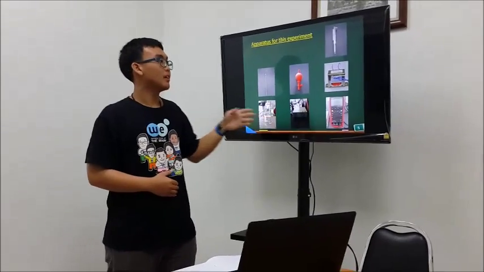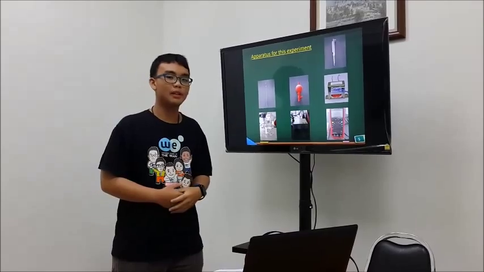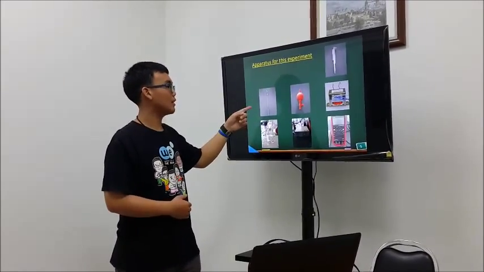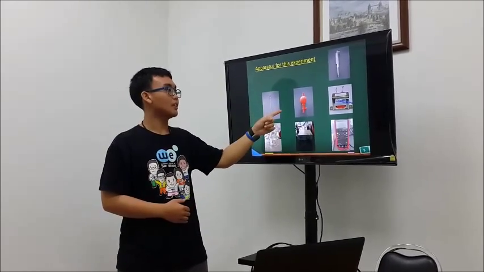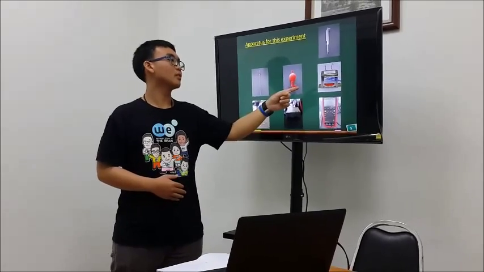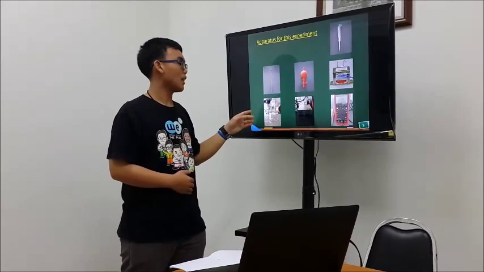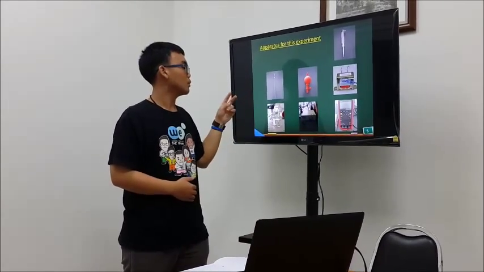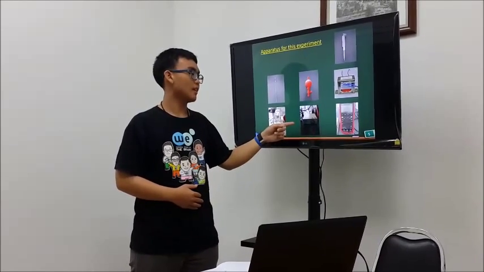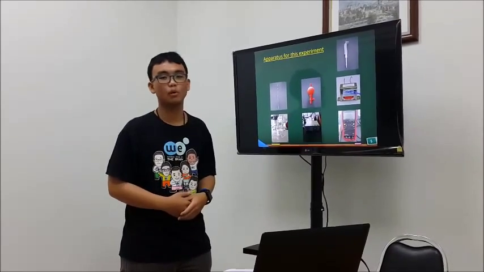Slide number 5. These are the apparatus used in this experiment. The first one is a micropipette. The second one is a pipette. The third one is a 3-way rubber valve. The fourth one is a transformer. The fifth one is a small glass jar and two electrodes. The sixth one is a magnetic stirrer. The seventh one is a multimeter, and the last one is a notebook.